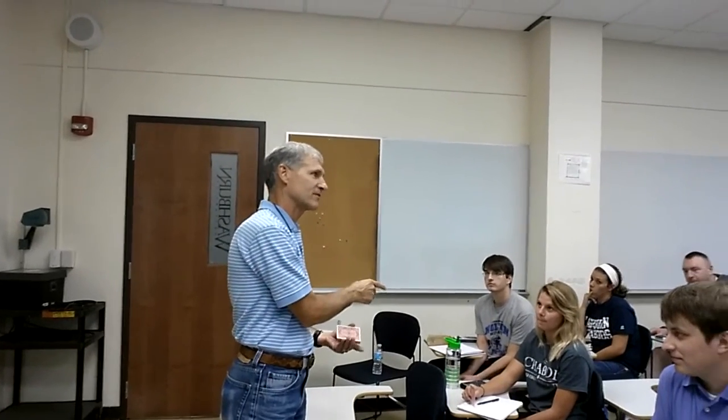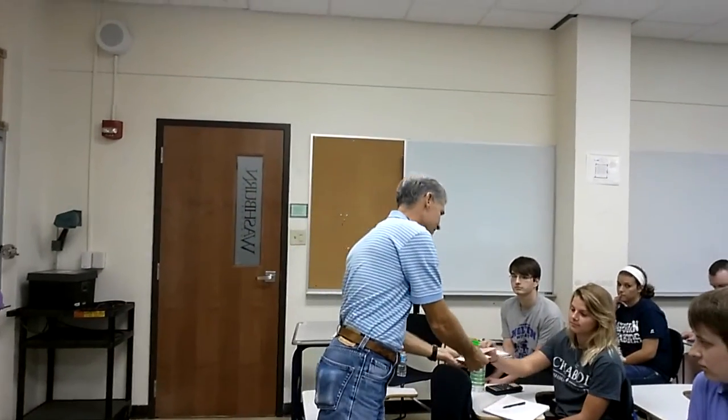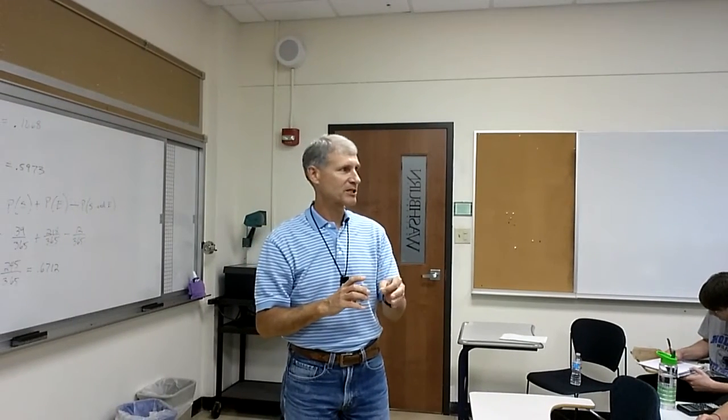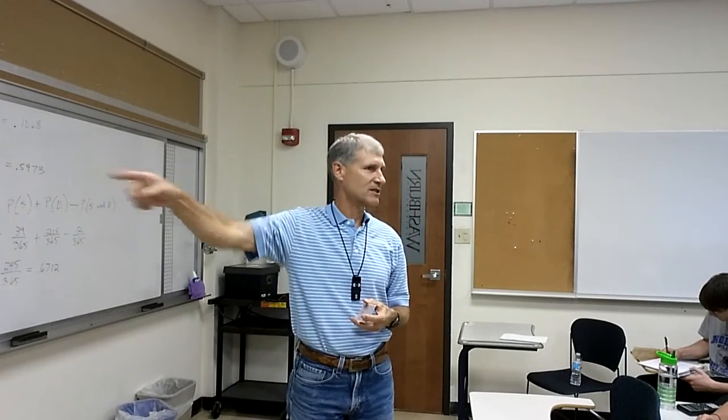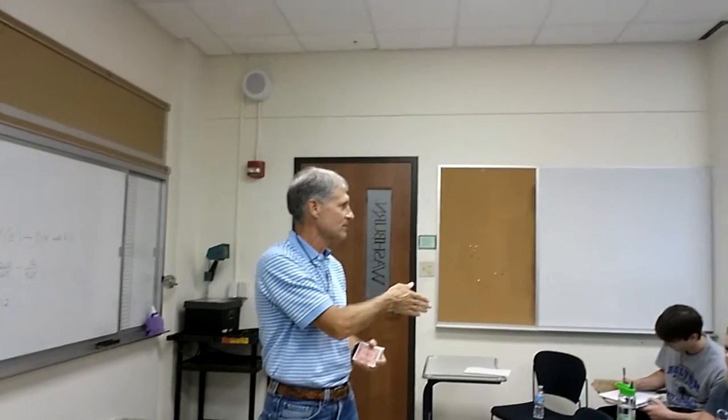Why is it 4 out of 52 this time? Because we put the card back. So that is the difference. It's called sampling with replacement or sampling without replacement. The first time we did it, we sampled without replacement. He drew his card, kept it, she drew a card. That's sampling without replacement. If you sample with replacement, you get independent events because the probability didn't change.